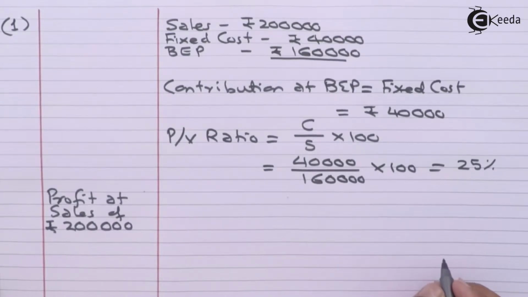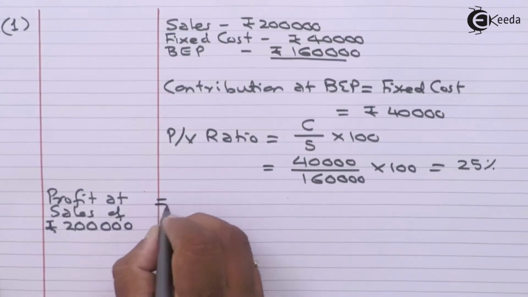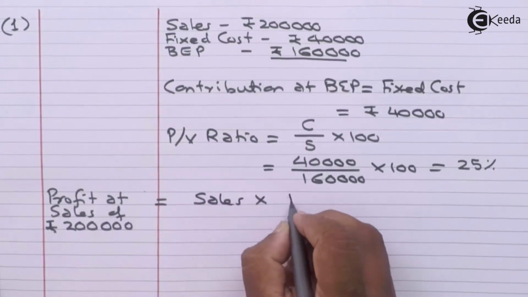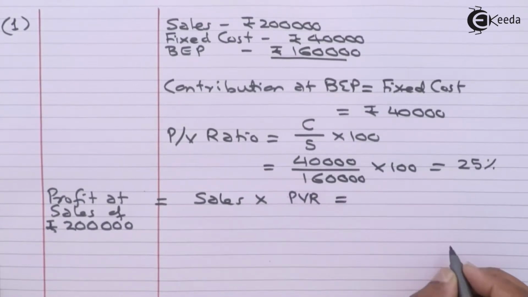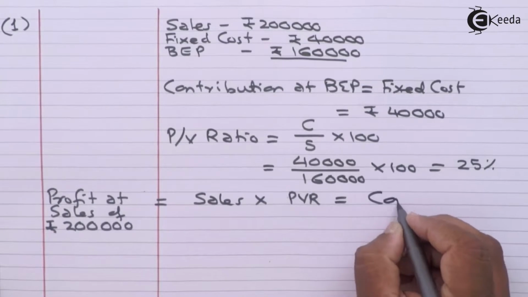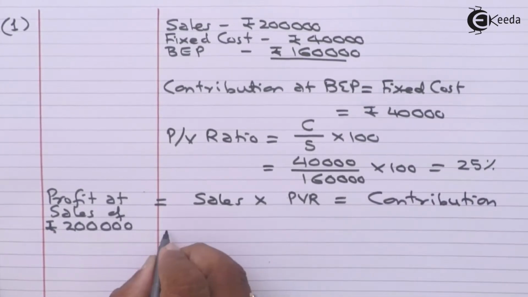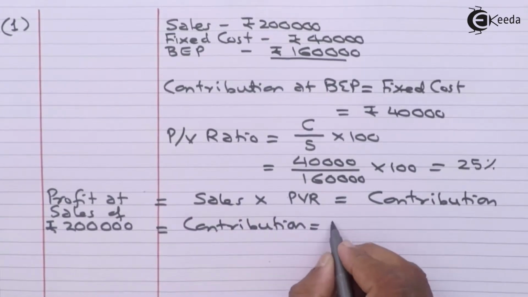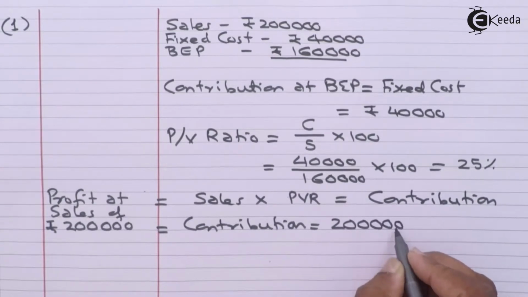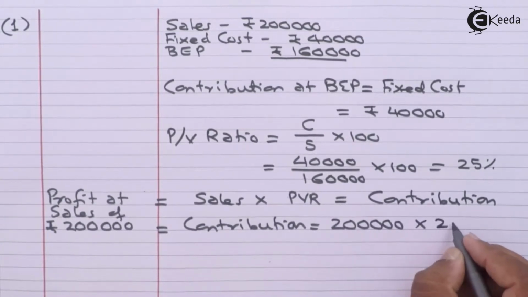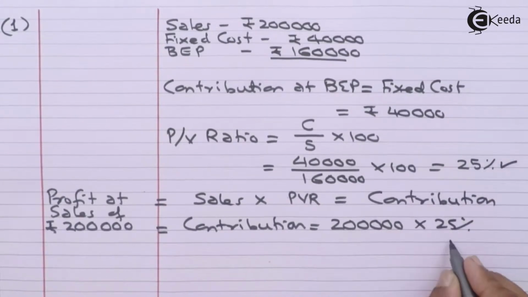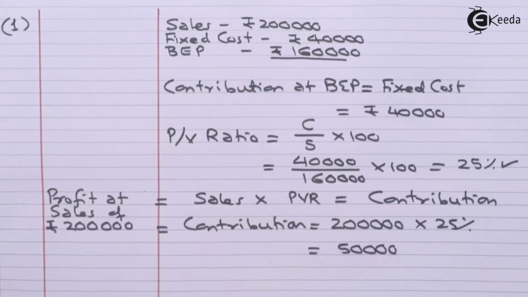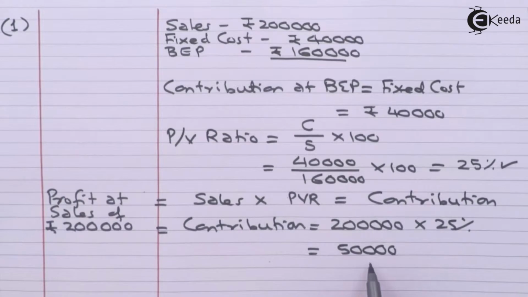We'll find out contribution at sale of rupees 2 lakhs. Formula is sales multiplied by PVR, we get contribution. Contribution is equal to sales here 2 lakhs given in the question multiplied by PVR. We have calculated 25%. So contribution at sales level of 2 lakh is rupees 50,000.